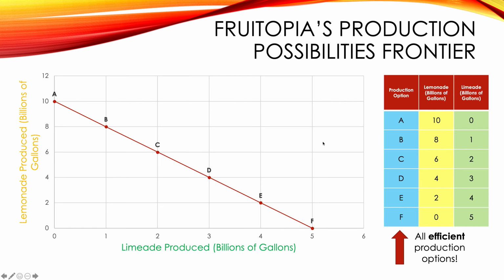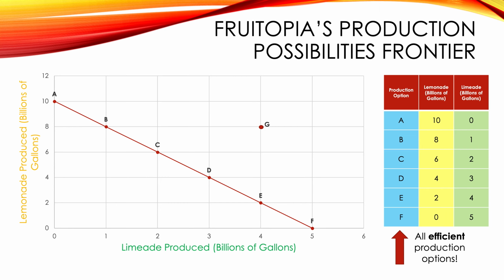Now imagine, if you will, that there's a point outside of the production possibilities frontier. Let's call it point G. At point G, that would be producing 8 billion gallons of lemonade and at the same time 4 billion gallons of limeade. And I want to ask you, is this a possible point of production?